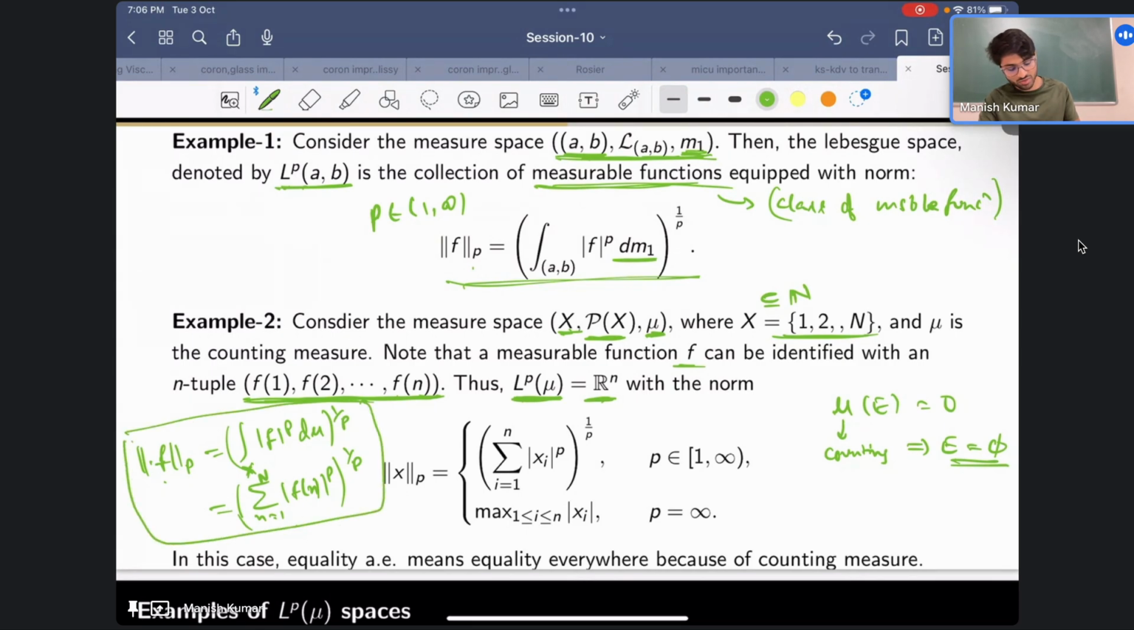Okay, so that's why what we have written is that L^p of μ on R^n, where the norm is given as follows. Suppose x is (x1, x2, ..., xn). The p-norm of x is nothing but the summation of each of the |xi| raised to the power p, and then raised to 1/p. And for p equal to infinity, this is nothing but the maximum of these.